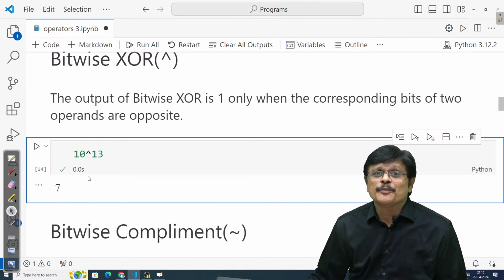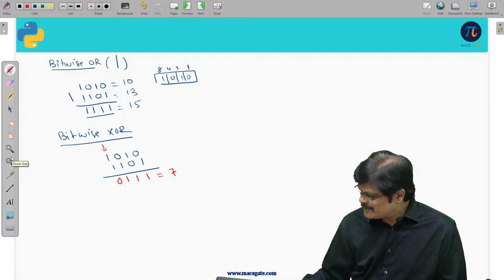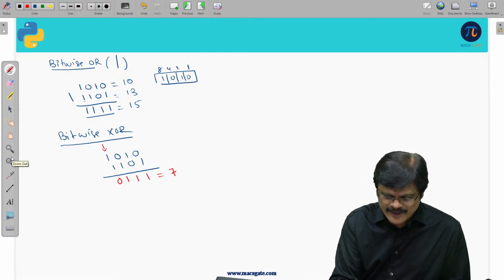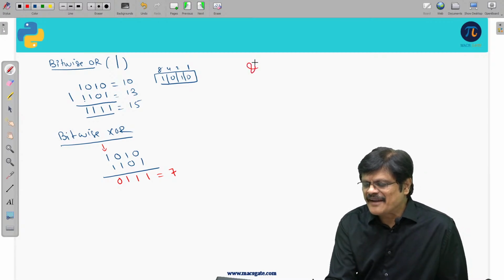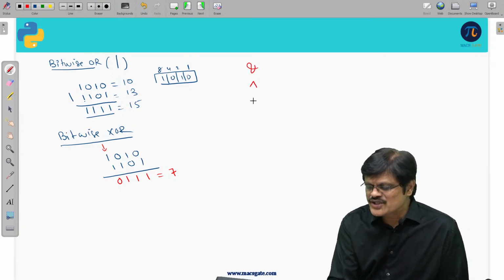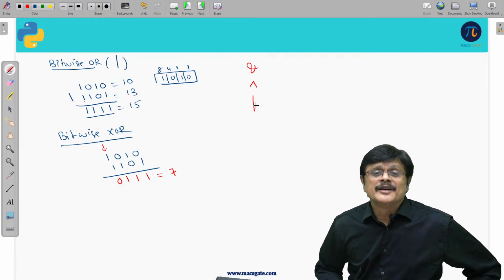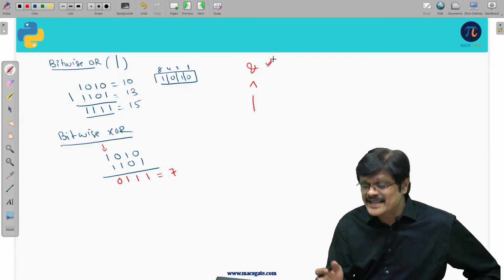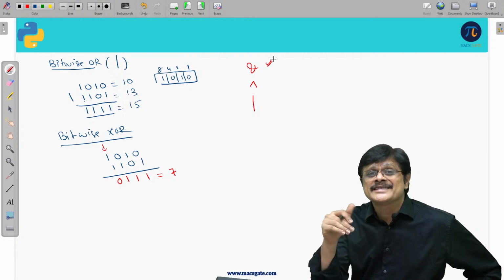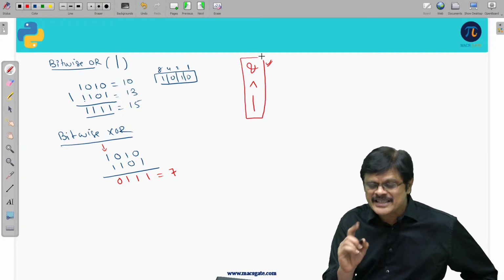Actually, for these bitwise operators, there is an order of precedence. Please note this order of precedence for bitwise operators, my dear friends. AND is having higher precedence, then XOR, then OR. OR is having lower precedence. So sometimes people feel that they all have equal precedence. It is not like that.